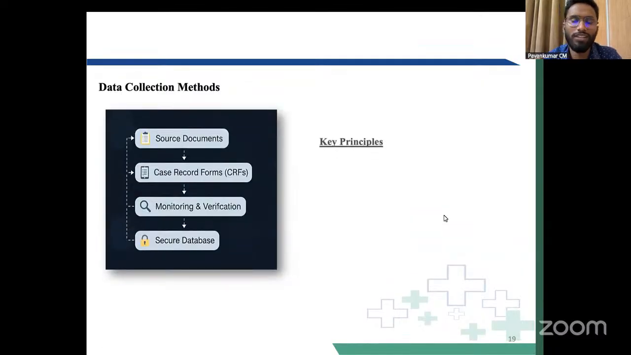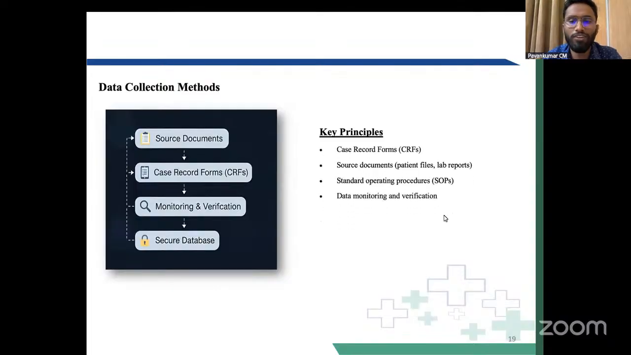So here we have only mentioned the case report form, but in the standard we can mention many other data collection forms, like case report forms, source documentation, standard operating procedures, and also data monitoring and verification, and confidentiality and data security. These are the key principles that should be in a researcher's mind before he conducts any kind of research, or when he is planning a research protocol.